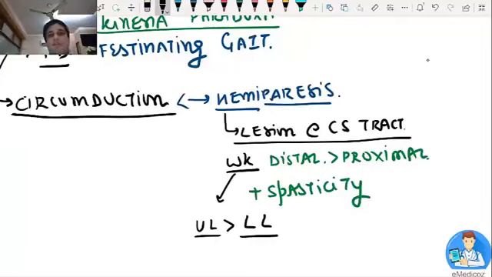Half side of the body is weak: hemiparesis. The lesion is in the corticospinal tract, causing weakness more in the upper limb than the lower limb, more distal than proximal, along with spasticity. Okay. Now, why is it known as circumduction? Now this is important. Follow the video, please.